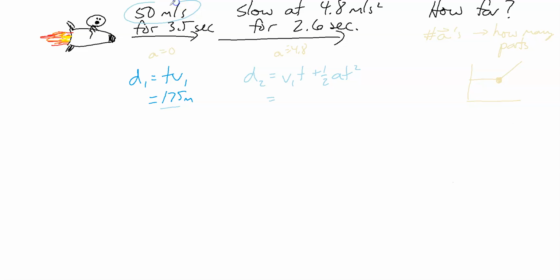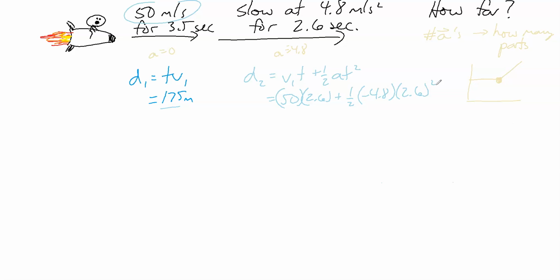That's the 50 from the beginning. It's going 50 meters per second. Now, which time do I use? Well, I only want the time for the second part. The 3.5 seconds has nothing to do with this. I'm going to use the 2.6. Keep the parts separate. So I got my plus 1/2. My acceleration is 4.8, but since he's slowing down, it's going to be negative 4.8. And then my time again is the 2.6 squared.